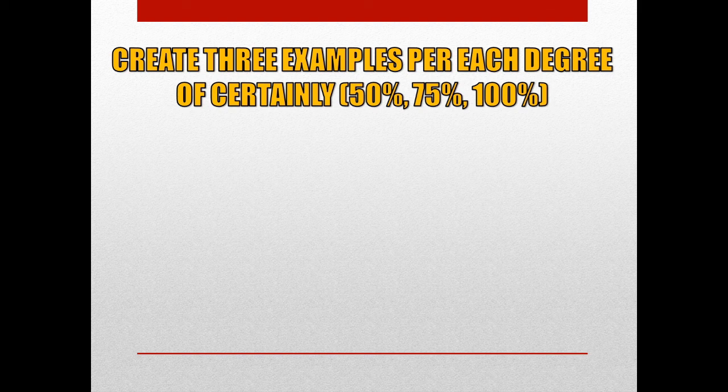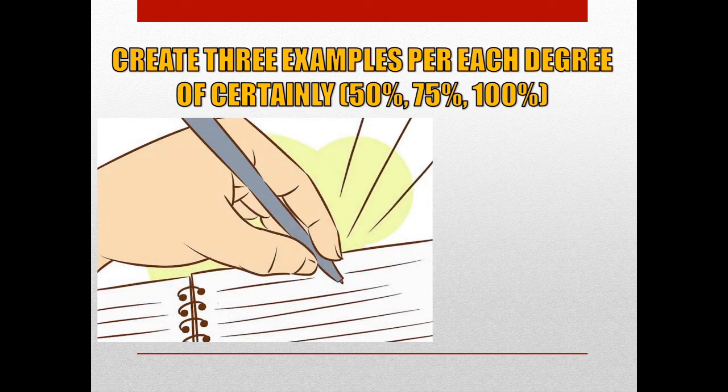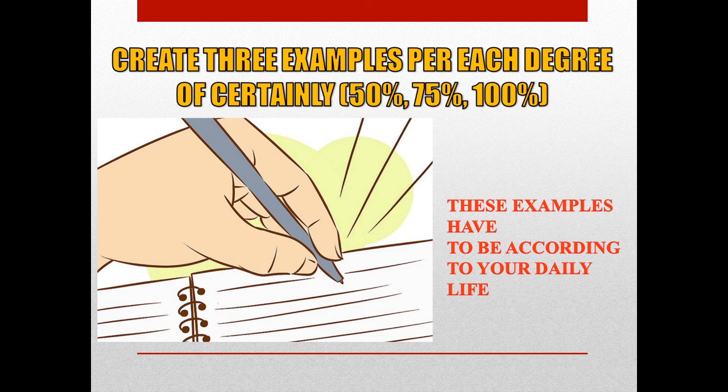Okay, did you already finish with the pictures? Here we have other examples. So you are going to have to create 3 examples per each degree of certainty for the future, remember. 3 with 50%, another 3 examples with 75%, and another 3 examples with 100%. In your notebook, please. These examples have to be according to your daily life. For example, I'm going to give you an example with the 50%.